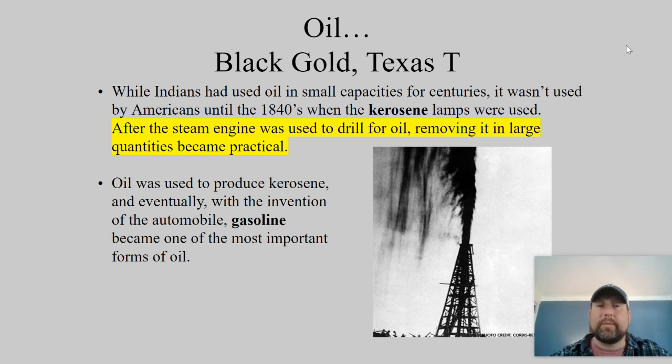small capacity production of kerosene for lamps, but the steam engine, we talked about that steam revolution of the 1830s to 1850s, is harnessed to drill for oil, and removing oil from the earth becomes practical for large-scale production. Probably really on a widespread basis during the late Civil War era.